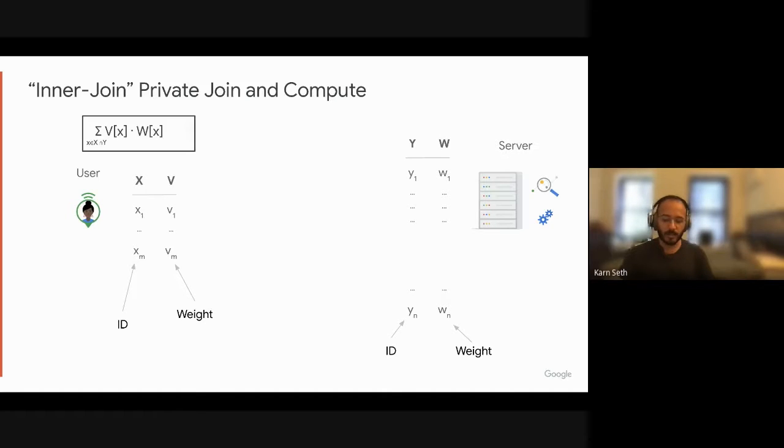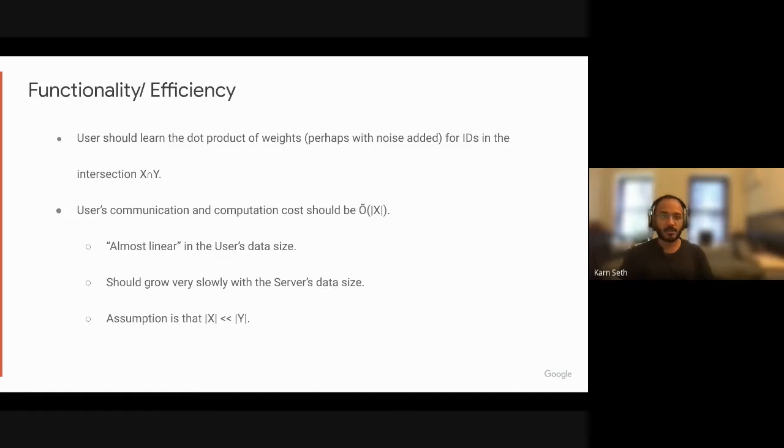And additionally, we may want the user to only learn this value with some noise added in order to achieve differential privacy. The privacy property that we want to achieve is that neither party should learn anything extra beyond this output that the user receives. So to say in a little more detail, the functionality we want to achieve is that the user should be able to learn the dot product of weights, perhaps with noise added, for the IDs that are in common between the user and the server.